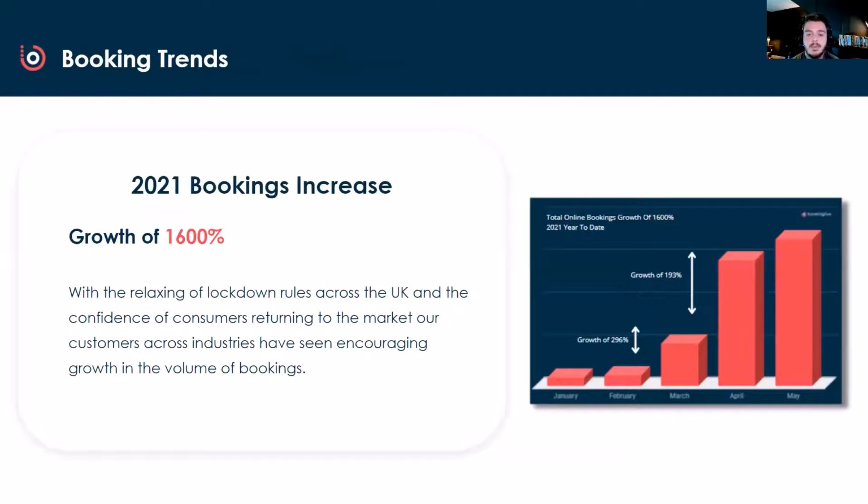So just generally, throughout the last 12 months, we've seen a huge increase in the amount of bookings that have taken place, over 1,600% growth in bookings. Now, that has to do with the relaxing of lockdown rules. COVID has had a massive impact on businesses, but in the UK, just specifically, the ending and relaxing of these lockdown rules and the confidence of consumers returning to the market has meant that our customers across industries have seen a really encouraging growth in the volume of bookings. If you are not providing your customers with online scheduling and reservation solutions now, you need to be looking at this as a really key revenue channel for you moving forwards.